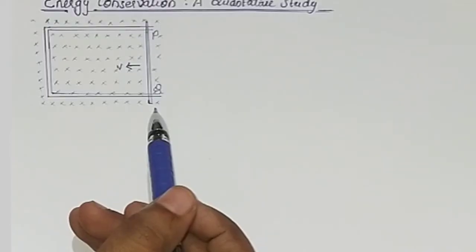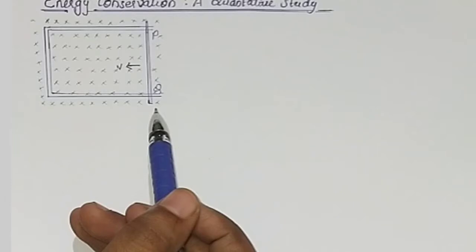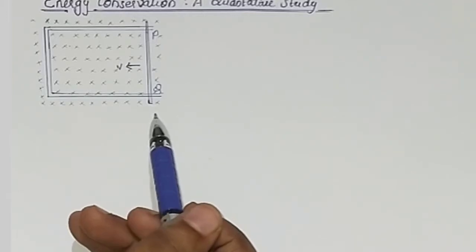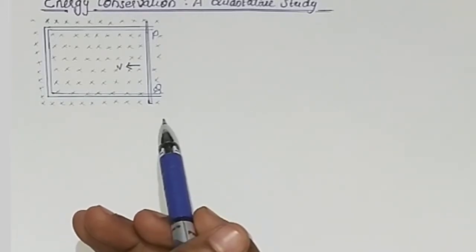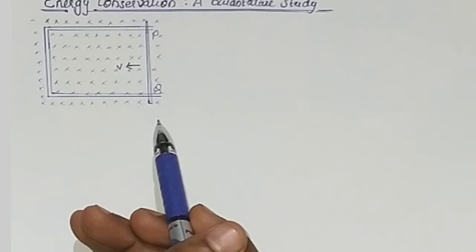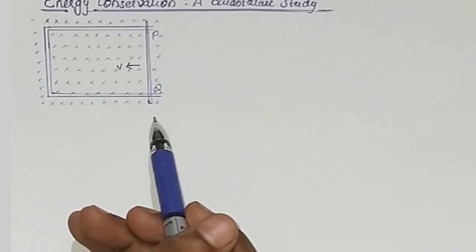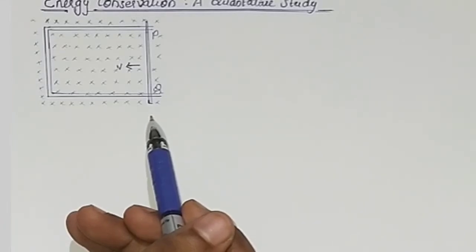Hello everyone. Till now in this chapter we have understood about Faraday's law of electromagnetic induction and also Lenz's law, which gives the direction of the induced current. When we discussed Lenz's law, we also verified it with the help of conservation of energy. So a qualitative analysis of energy conservation regarding the induced current or the induced EMF was already seen when we discussed Lenz's law.